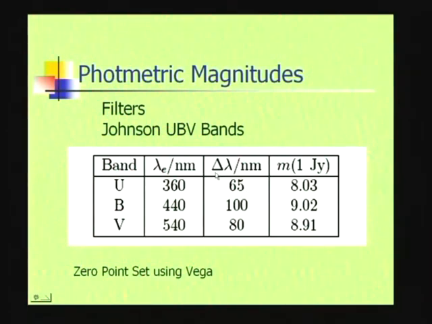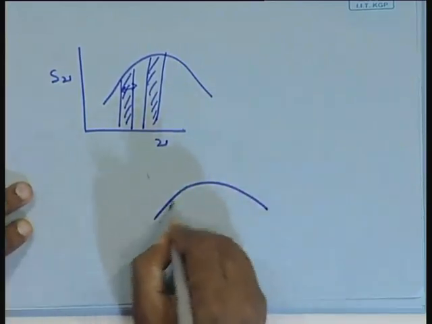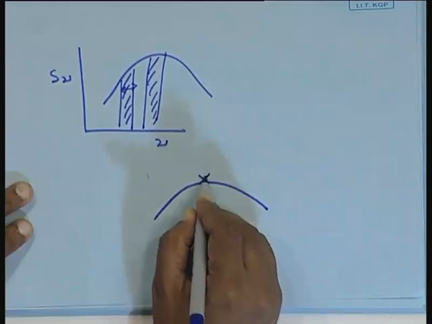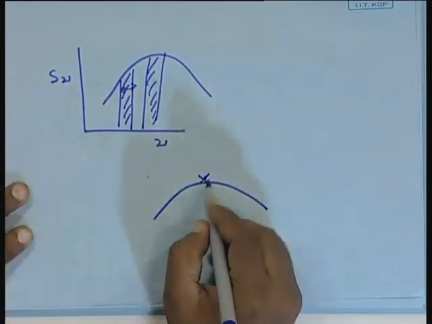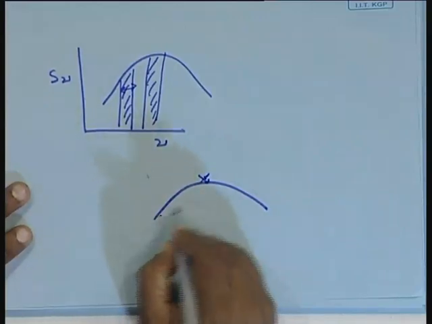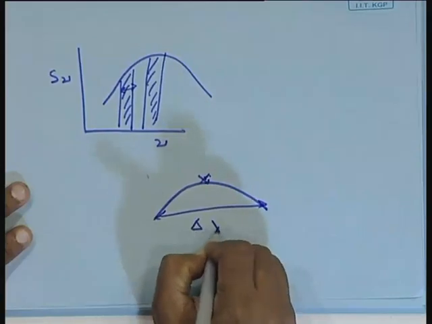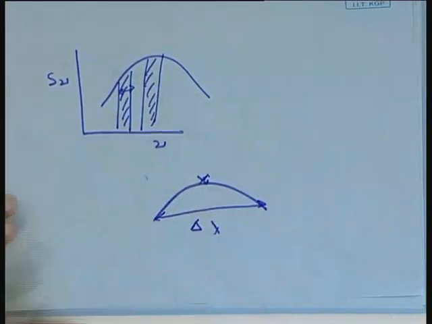So, if this is my filter, the full width at half maxima is, this is the maximum throughput. So, the maximum radiation is allowed to pass through here at this frequency. The value, the delta lambda, where it falls to half, this is the full width at half maxima. So, this tells you how broad your filter is.